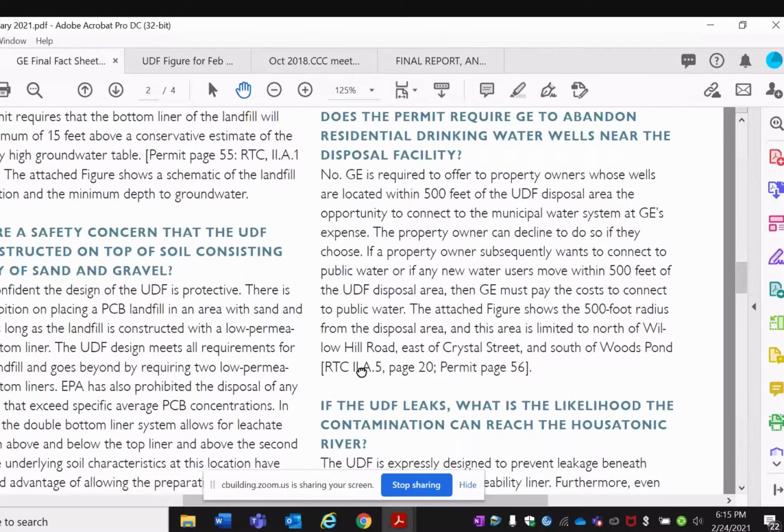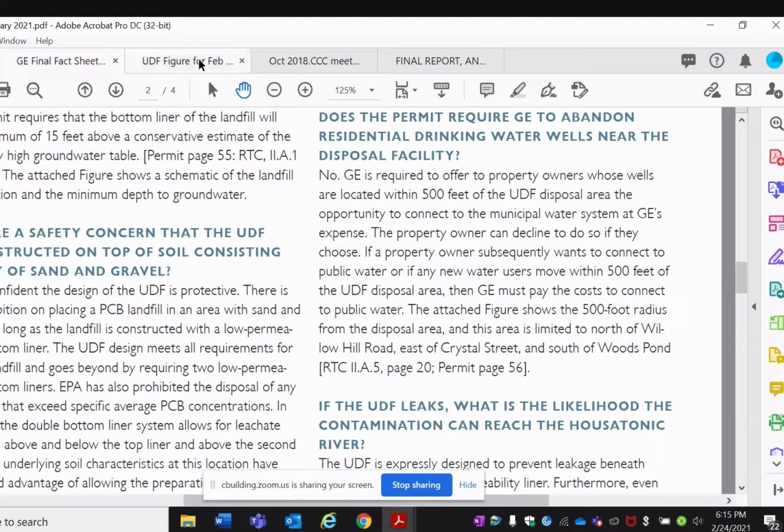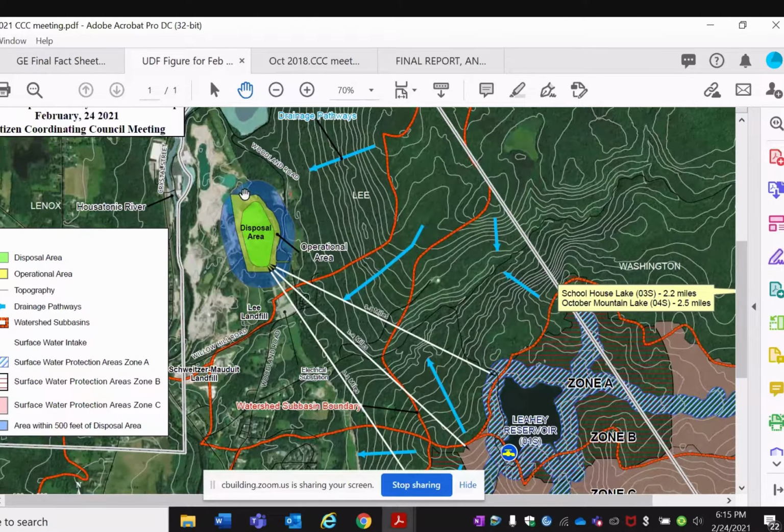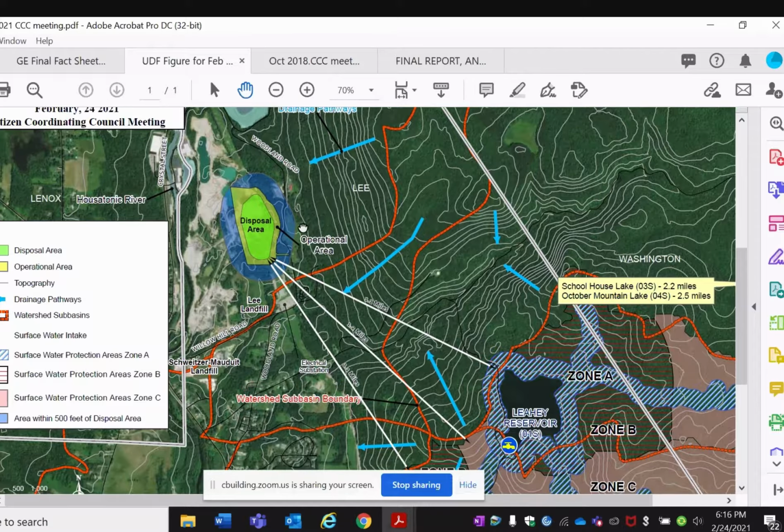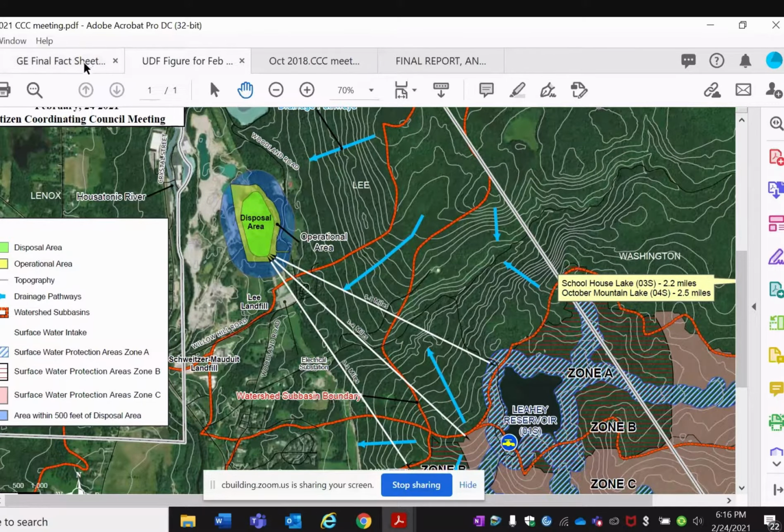I'm just going to quickly show a figure. Hopefully you can see it. This blue area, which is also in your fact sheet, that's the 500-foot radius. So it would only apply, GE has to identify all the wells within that light blue area and offer those property owners to hook up to the municipal system. So it's only properties well north of Willow Hill Road, south of Woods Pond, and east of the river. So it's a very limited number of parcels. Hopefully that clarifies that issue.